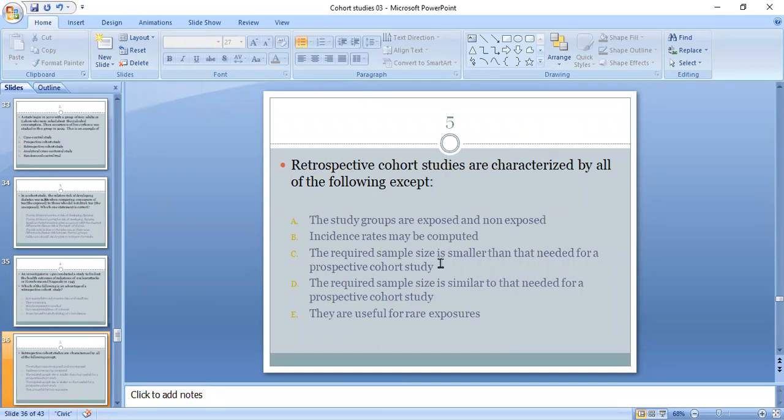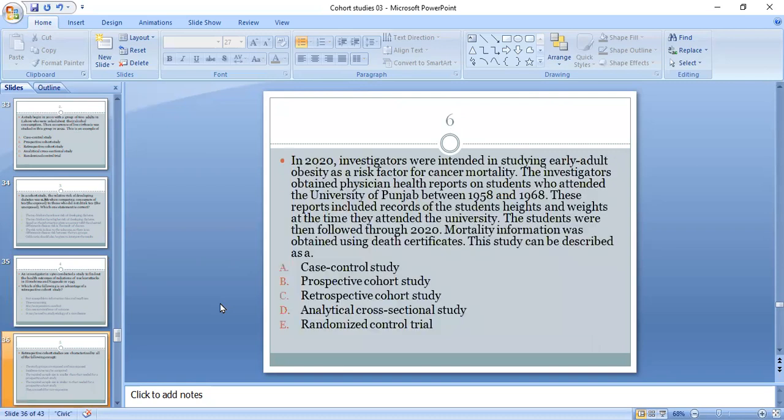Charlie. Yes, Charlie is the correct option. The sample size is not smaller than that needed for the prospective cohort study, because the sample size is similar to that for the prospective cohort study.